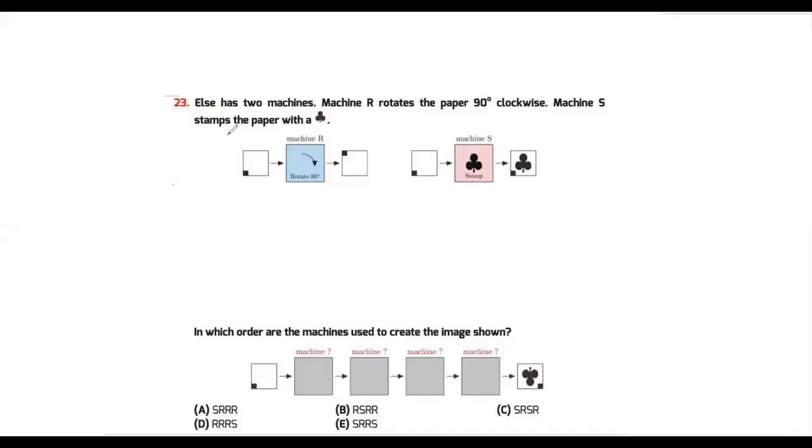Question 23. Elise has 2 machines. Machine R rotates the paper 90 degrees clockwise. This is 90 degrees clockwise. And machine S stamps the paper with this symbol. In which order are the machines used to create the image below?